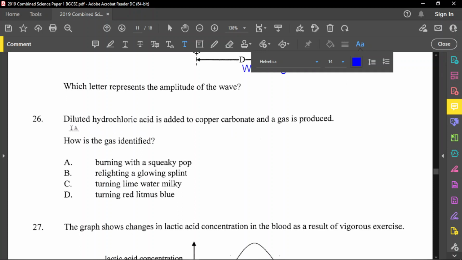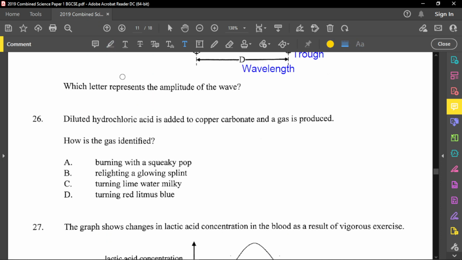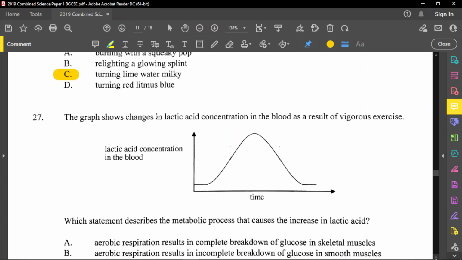So here, if we react copper carbonate with hydrochloric acid, we're going to get copper chloride, carbon dioxide, and water. So the gas produced from carbonates when you react them with acid is carbon dioxide. And how do you test carbon dioxide? You put it in lime water, which is colorless, and lime water will turn milky. So we know option C is our answer, because carbon dioxide turns lime water cloudy, white, or milky. Or you may see a white precipitate, if you want to describe it that way.